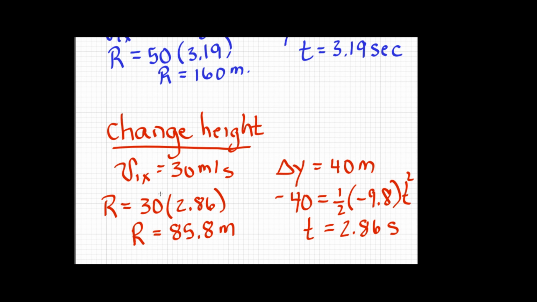Now remember, I'm still using my range equation. These are going to be the two equations you use pretty much this whole unit, so make sure you remember to use them. 1/2 gt squared. So changing the height changed the time.